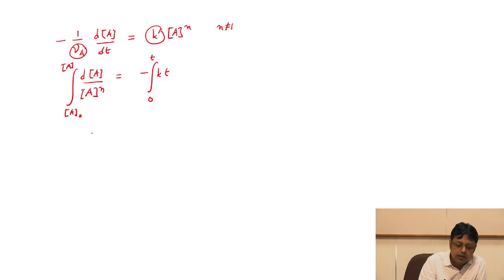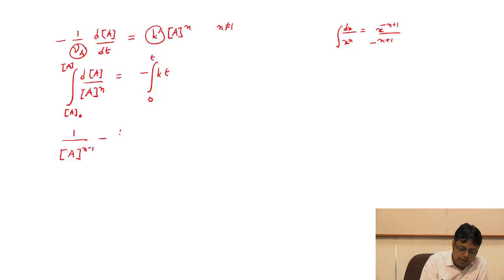So this integration is the integral of x to the power minus n, which is nothing but x to the power minus n plus 1 divided by minus n plus 1. You can easily write it down and rearrange the terms, and you will figure out the final form I'm writing here, so it will be 1 over A to the power n minus 1 minus 1 over A0 to the power n minus 1.